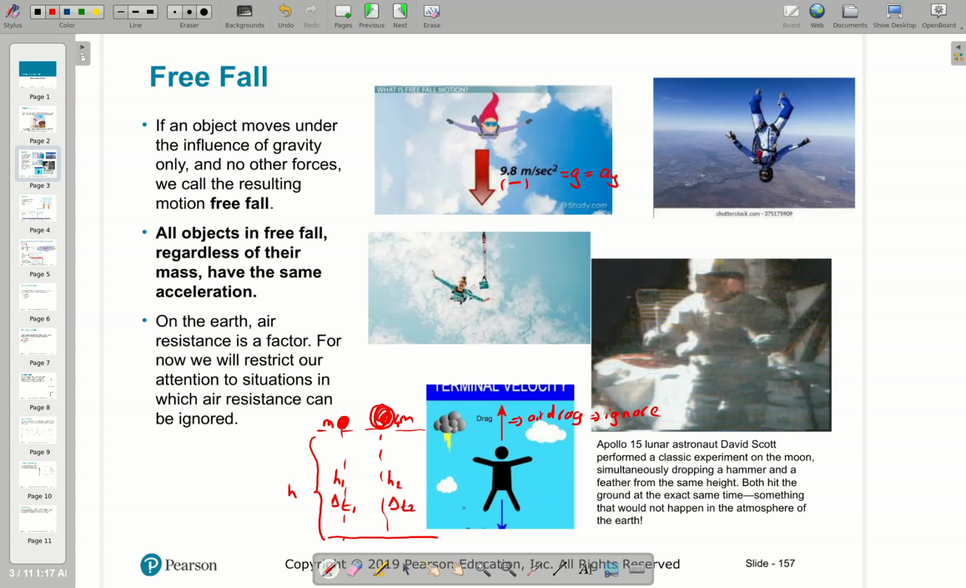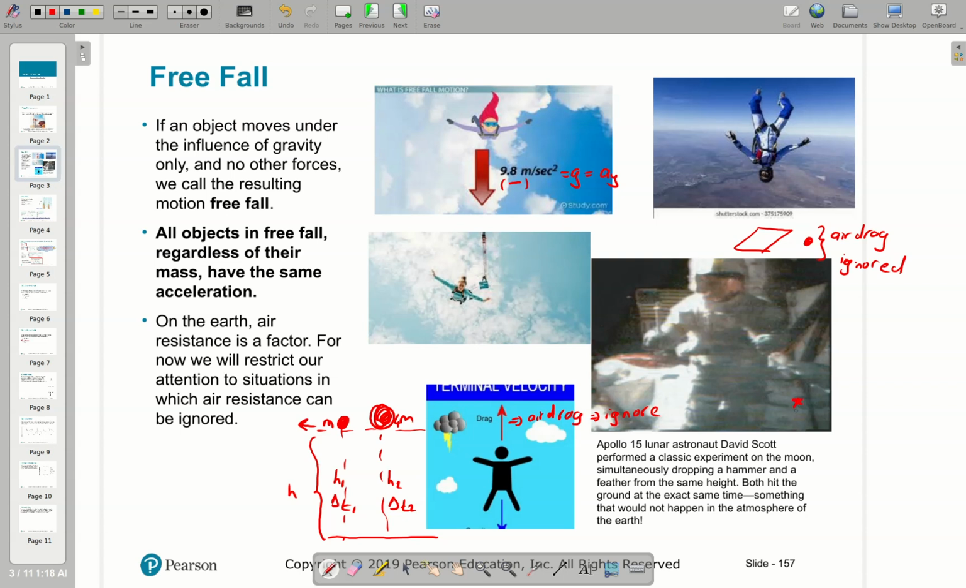But if we have a very different case like a feather and hammer, or if I'm dropping a paper with a ball, they will not fall at the same time. Air drag becomes important, and we are ignoring this. We're looking at cases where they all fall at the same time. We'll go back to air drag when we study forces.